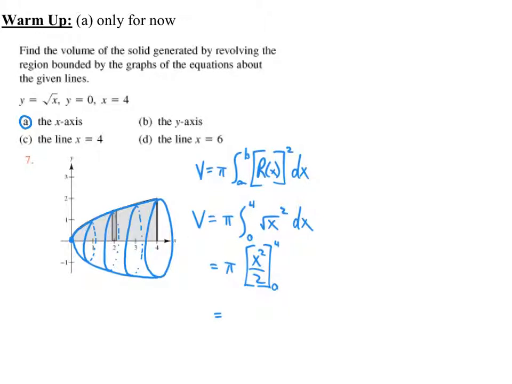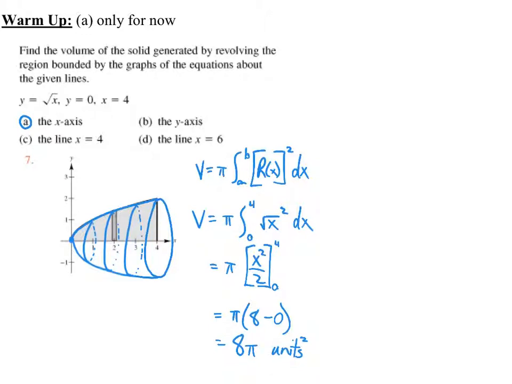So now, if we plug in 4 squared is 16, divided by 2 is 8. If I plug in a 0, I get 0. So this whole thing has a volume of 8 pi, and then whatever the units are, cubed. Cubic units, because we're dealing with volume. Is that considered the basic problem? That's our basic type of problem, yes.